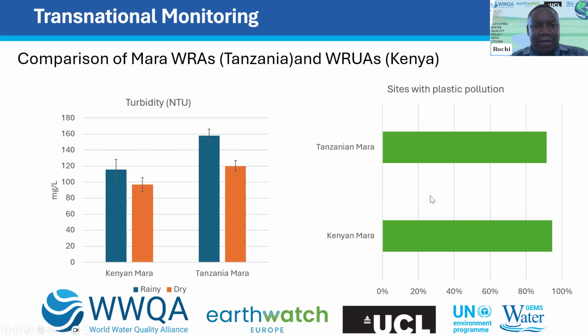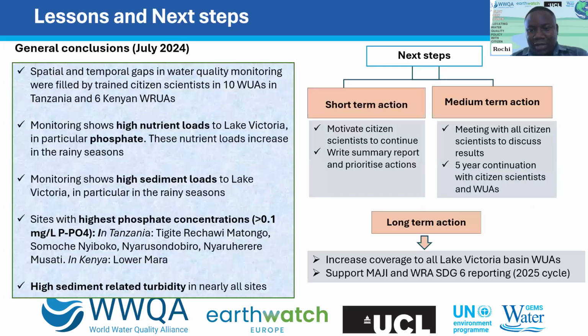Maybe in 10 or 20 years, the Mara River Basin will be totally affected on both sides, the upper side and the downside of the river. So the trend of plastic is increasing. There is increasing plastic pollution, and a lot of plastic information is increasing.